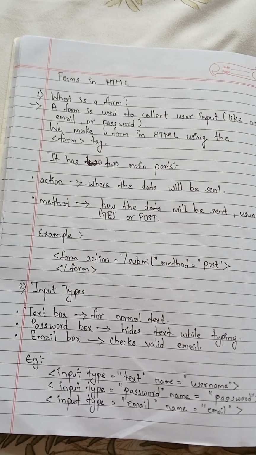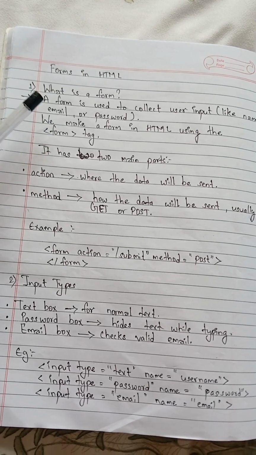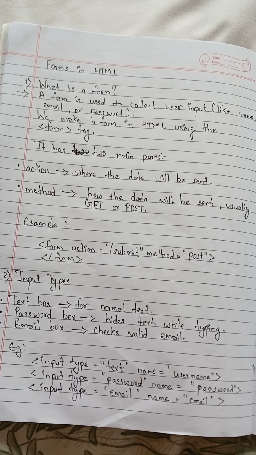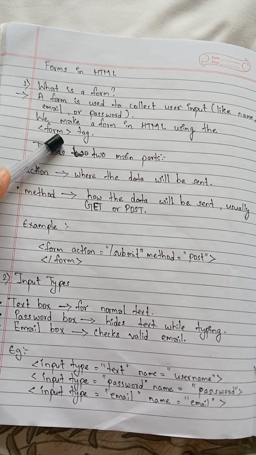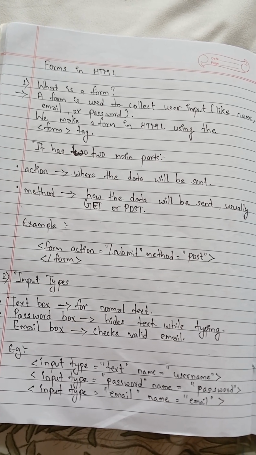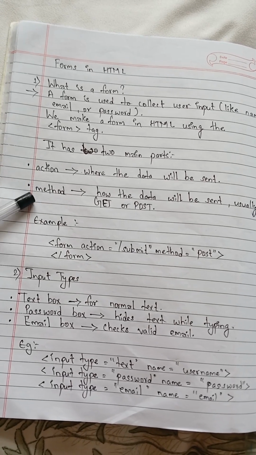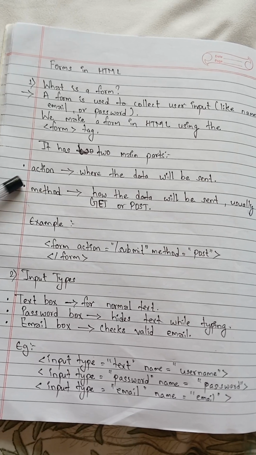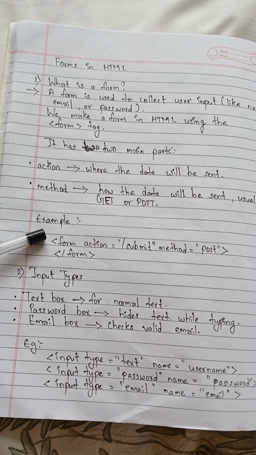Number 1, what is a form? A form is used to collect information from the user like email, password, name, and we make a form in HTML using the form tag, and it has two main parts. One is action and another is method. Action tells where the data will go, and method tells how the data will be sent. And here is an example.